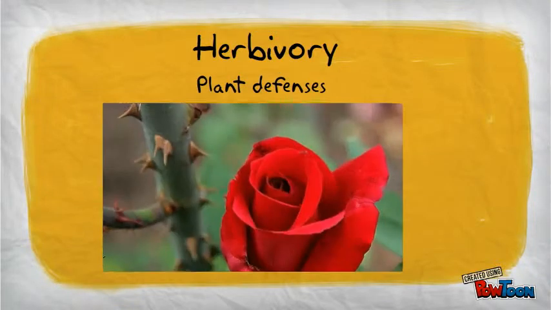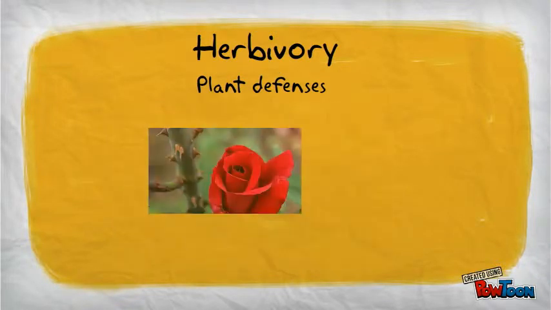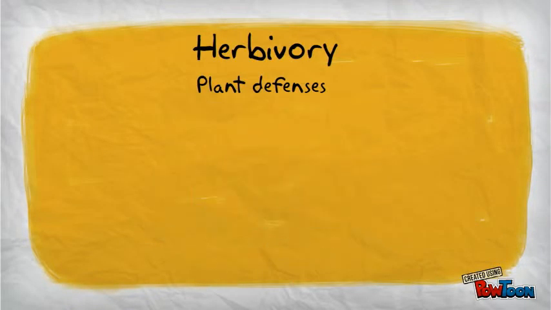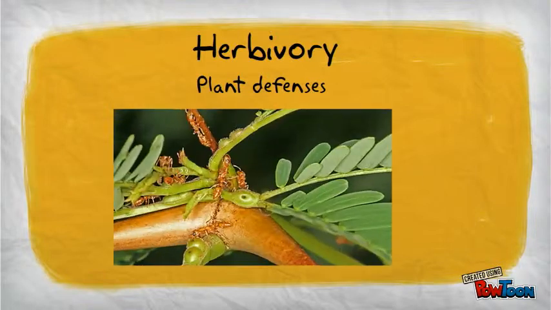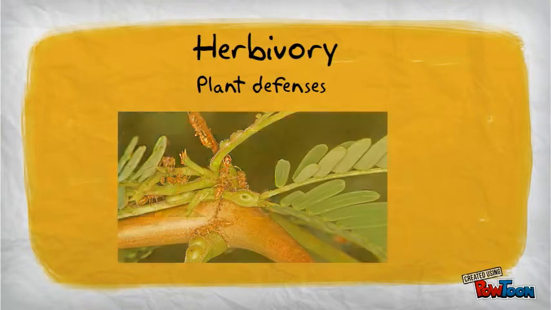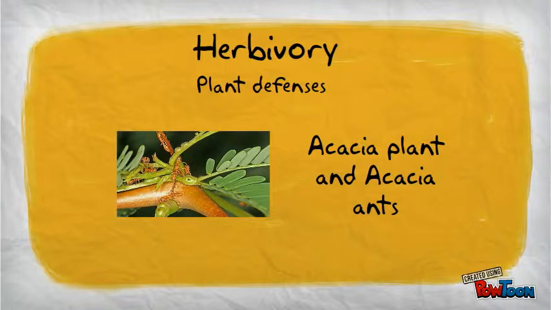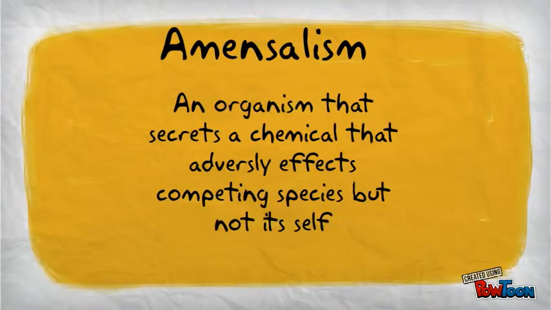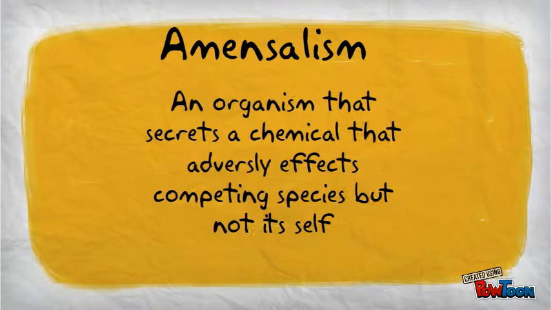Plants, much like prey, have evolved to have defenses like thorns or chemicals that are toxic or distasteful. Plants are even known to recruit certain animals as allies. Some plants have encouraged ants to take up residence near their stem by producing nectar-bearing structures for them to feed from. Amensalism is an organism that secretes a chemical that adversely affects competing species, but not itself.